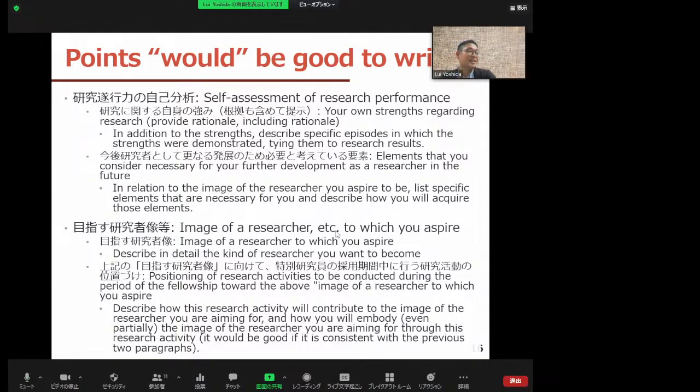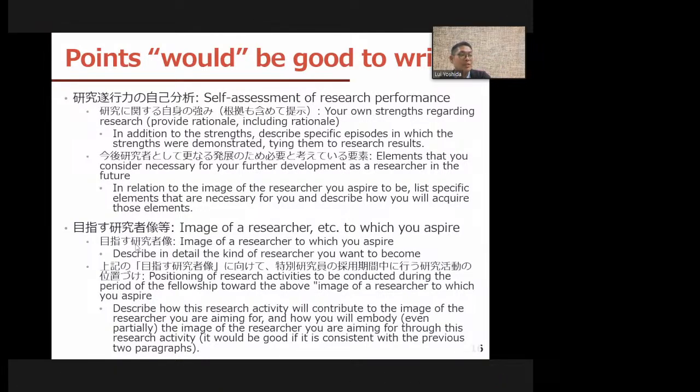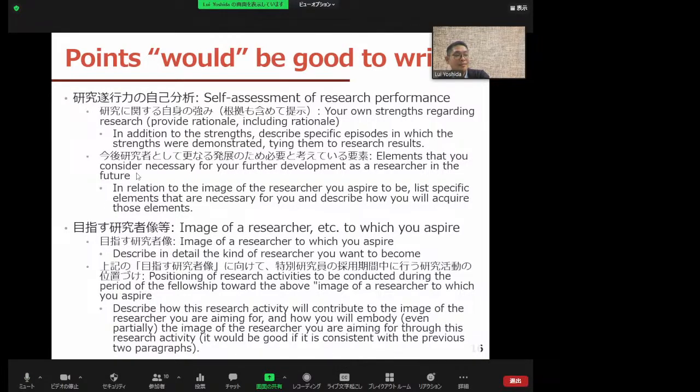And this is the image of a researcher. So in the image of a researcher to which you aspire, you just write down your ideal researcher. You can write things that distinguish between 4.2 and 5.1. However, this is the tricky one. Positioning of research activities to be conducted during the period of the fellowship toward the above image of a researcher to which you aspire. I think it's nearly the same. These are very similar, so 4.2 and 5.2 will be very similar.